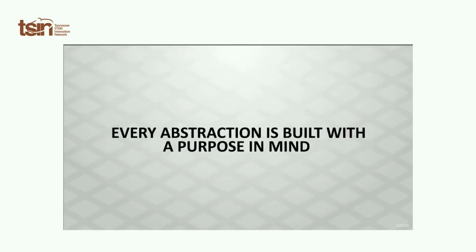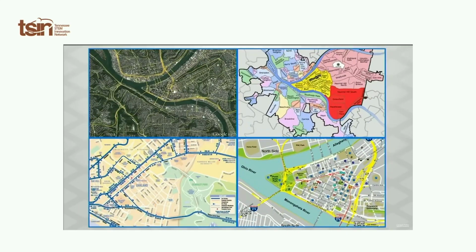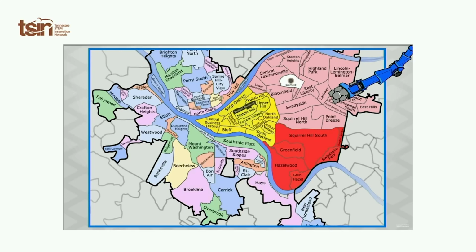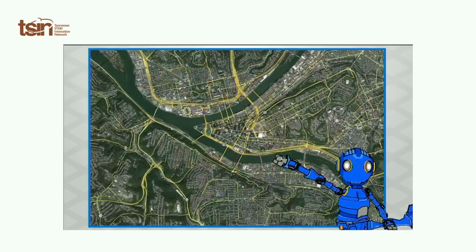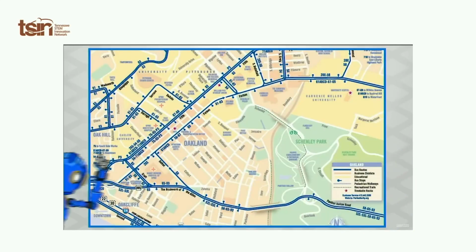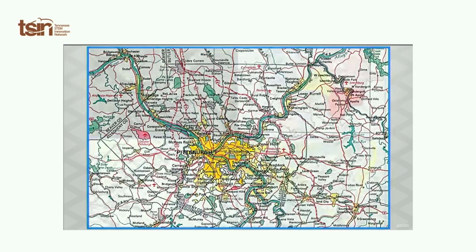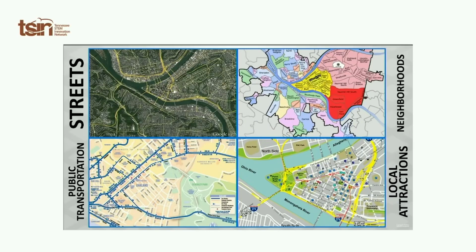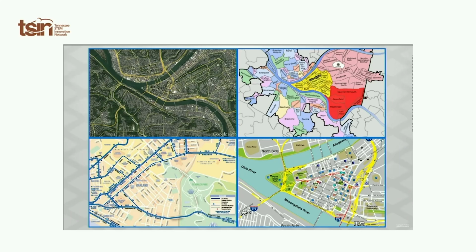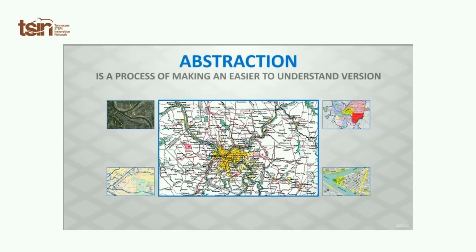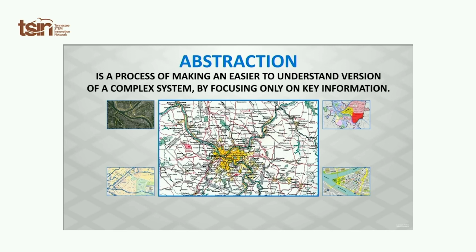Every abstraction is built with a purpose in mind. For example, here are 4 different maps, visual abstractions of a city. This map is useful for finding city neighborhoods. This map is useful for finding city streets. This one shows the public transportation of the city, and this one helps them find major attractions in the city. All of these maps show the same city, but each map uses the concept of abstraction to remove what is unimportant and focus on what is important to the user. Abstraction is the process of creating an easier to understand version of a complex system by focusing only on key information.